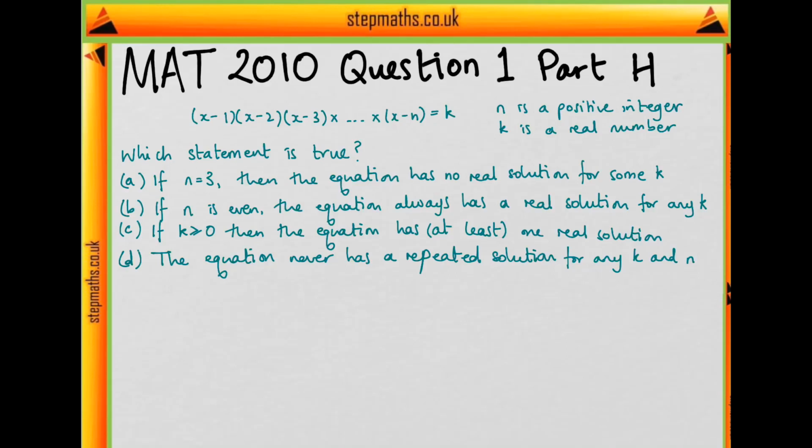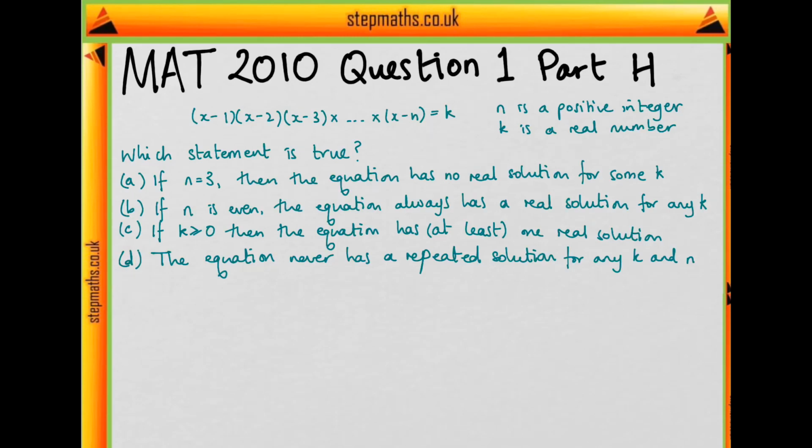Hi, in this video I'm going to go through question 1 part H on the MAP 2010 paper. So in this question we're given this equation here where n is a positive integer and k is a real number, and we need to decide which of these four statements is true.